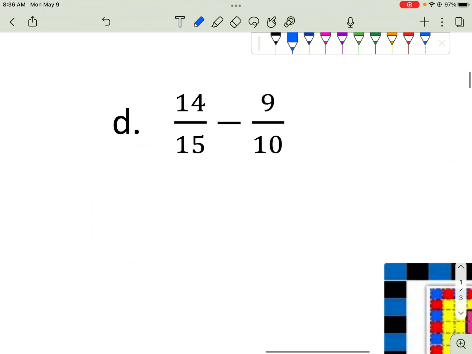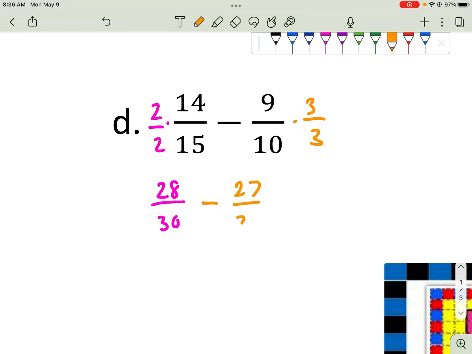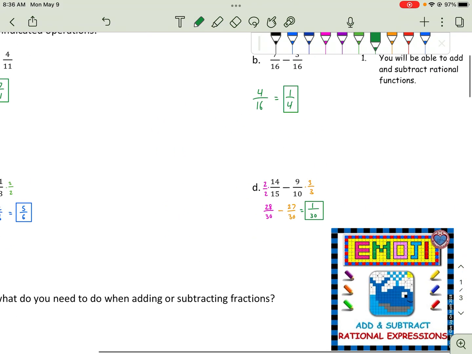Coming over to D, we have to do the same thing here. I recognize that the common denominator between these two fractions would be 30. So I multiply the top and bottom here by 2, and top and bottom here by 3, giving me 28/30 minus 27/30, which totals 1/30. Okay, so that's how you do it with numbers.